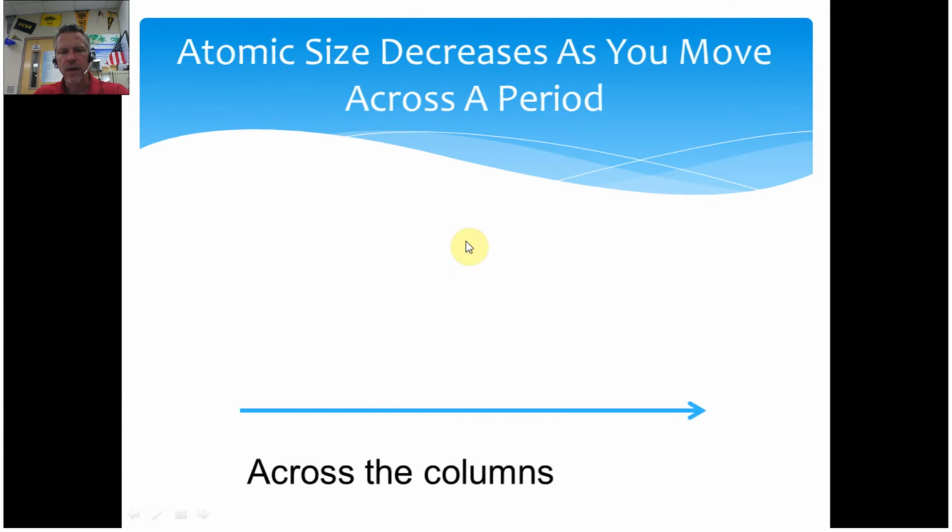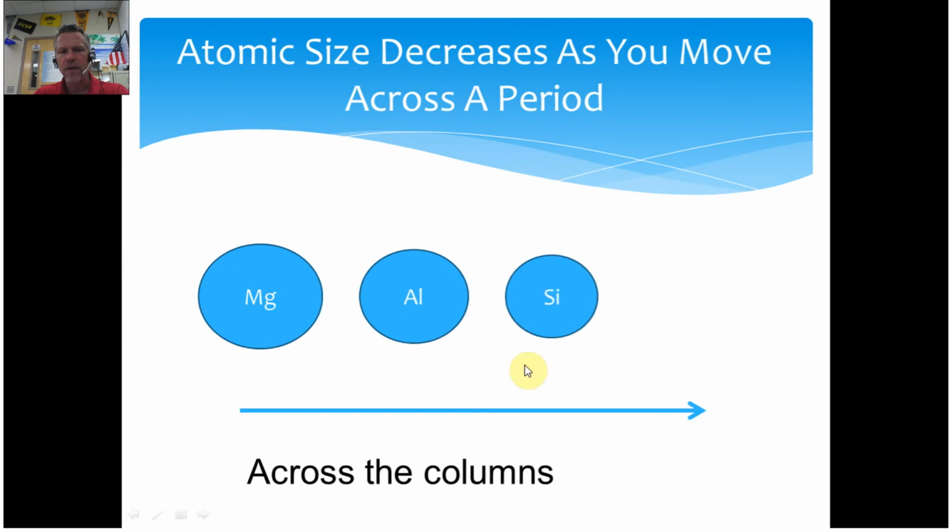That's what I have here. As we move across the columns from left to right, we have magnesium and aluminum and silicon and phosphorus, and you can see the size of the atom is decreasing as you move from left to right because there are more and more positive charges in the center of each atom that can pull more and more strongly on the electrons, pulling that electron cloud closer and closer as you move from here to here to here. All right?